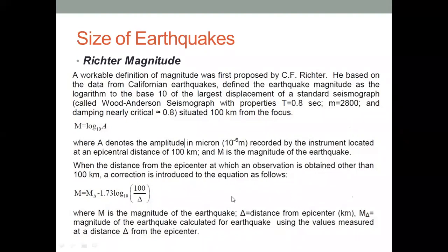Let us say for 300 kilometer, if you want to find out the magnitude of that earthquake. If your recording station is present at 300 kilometer from the epicenter, then from the recording station you can get one amplitude. That amplitude should be substituted here. Since that recording station is situated at 300 kilometer from the epicenter, we have to use this formula.